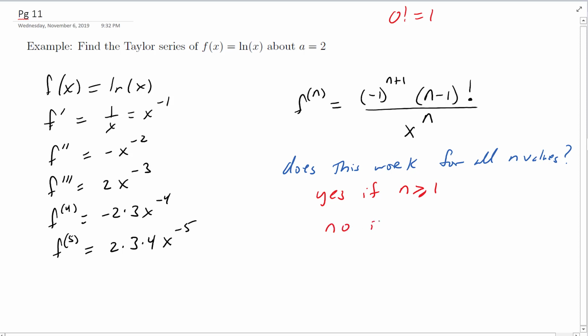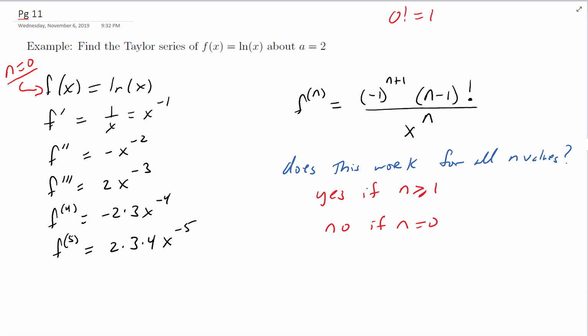If n is equal to 0, then the answer is no. Now, what does n equals 0 represent? n equals 0 represents the original function. So we have an issue here.